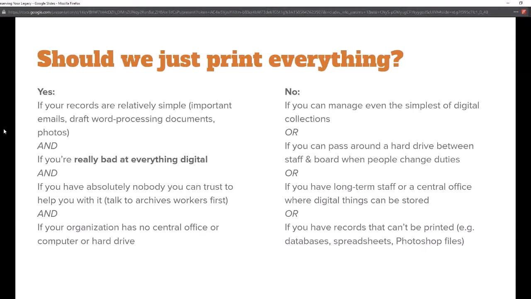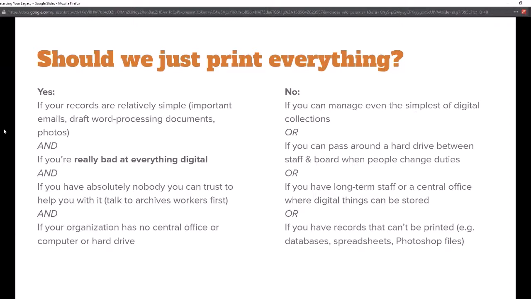There is only really one situation in which I would say yes, that you should print everything, and it's if all of these things on the left are true. If you're really bad at digital, and all of your records are really simple. You don't have any complicated records at all, things that can print really, really easily. And you have nobody who can help you with the digital thing. And if you have an organization that doesn't have anybody on staff who can help you, and you don't have any sort of centralized office or hard drive or technological infrastructure, then there is a good chance that printing might be the answer for you.